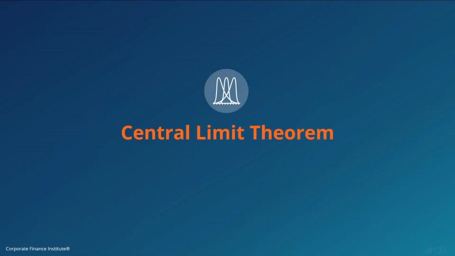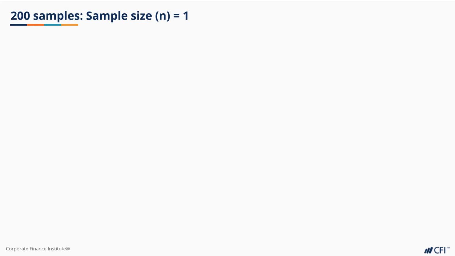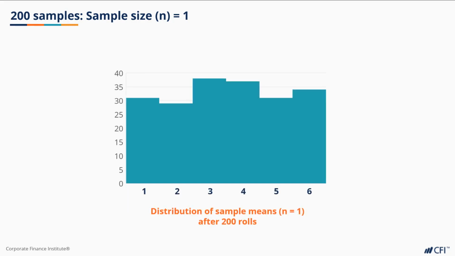Another thing that happens as we increase our sample size is that the distribution of the mean of our sample changes. Imagine we rolled a single dice 200 times and plotted our results on a histogram. The results would look something like this, with a flat distribution.